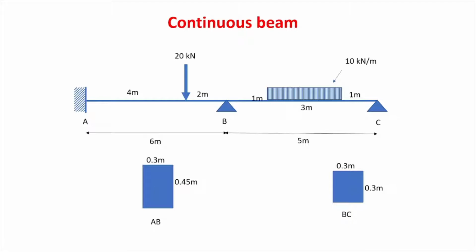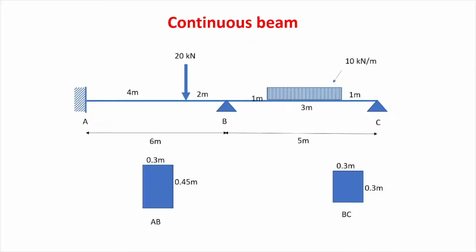A support is fixed. B and C are simply supported. And in the AB span, there is one load I have considered, that is 20 kilonewton. It is a point load and it is not acting at the center. It is acting at a 4 meter distance from A.